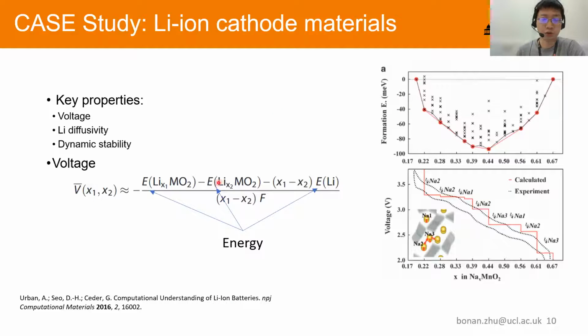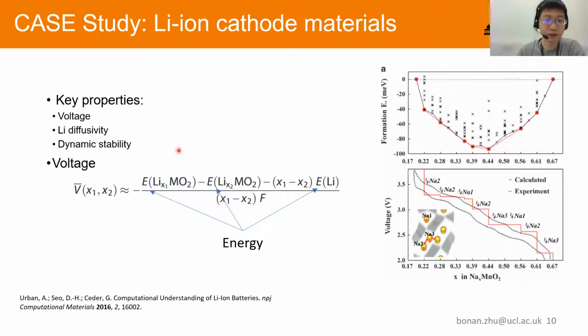So just to give some simple case studies related to my research, is lithium-ion cathode materials. They have a few key properties that we're interested in experimentally and computationally. First thing, for cathode material, they must generate a sufficient voltage, otherwise it's not really a cathode. So to calculate the voltage, actually, it's quite simple.